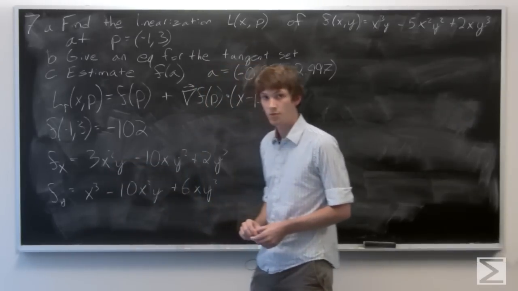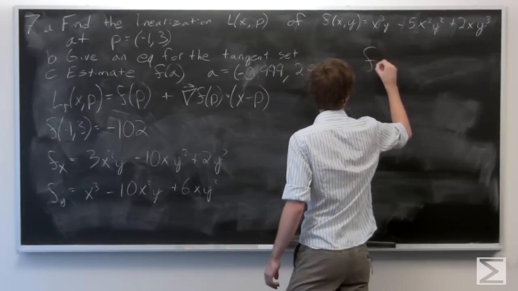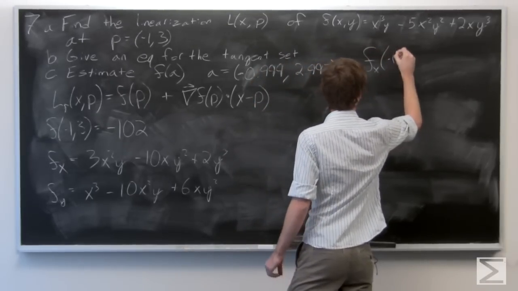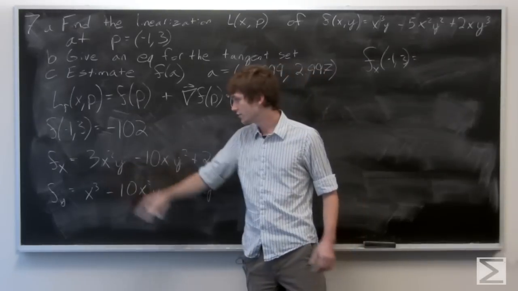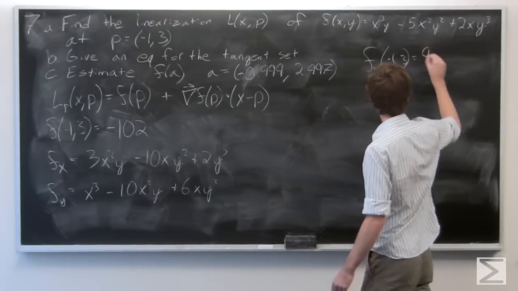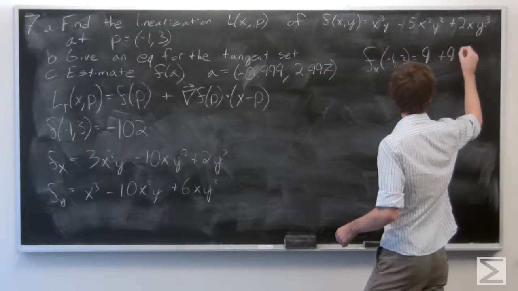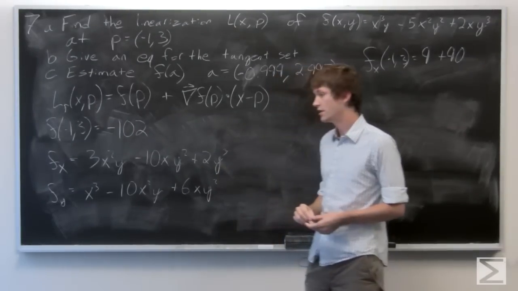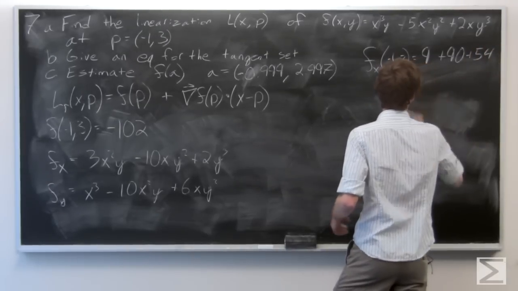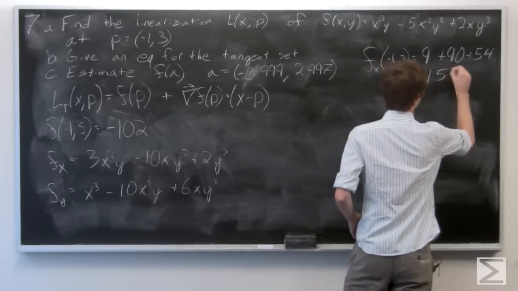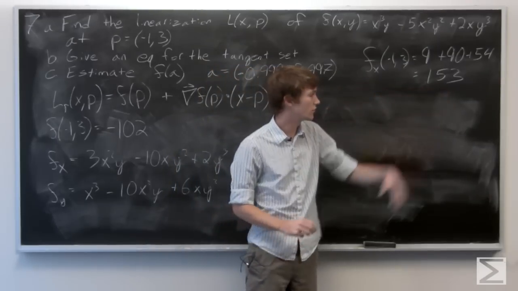So we're going to want to calculate the partial derivatives at the point (−1, 3). So this first term is 9. Second term is negative 90, or positive 90. And the third term is 54. So we find that the partial derivative of f with respect to x at the point (−1, 3) is 153.